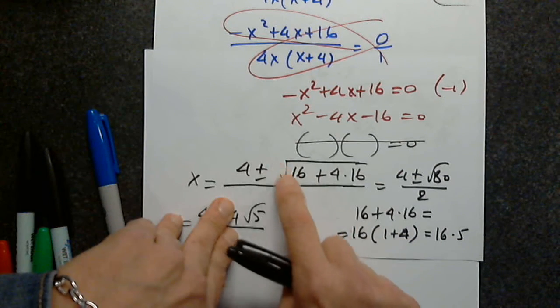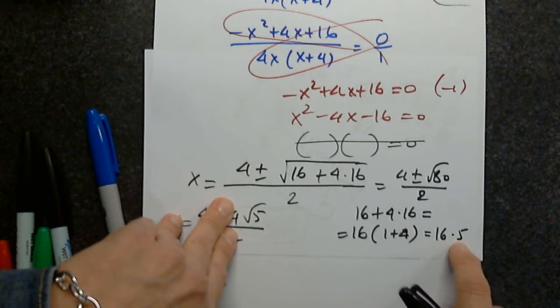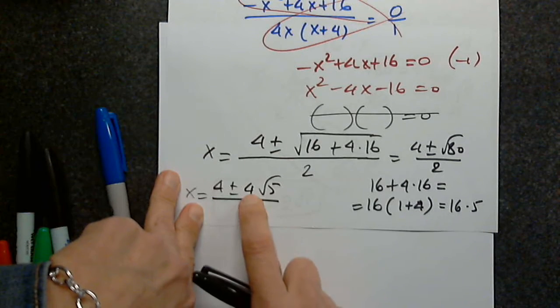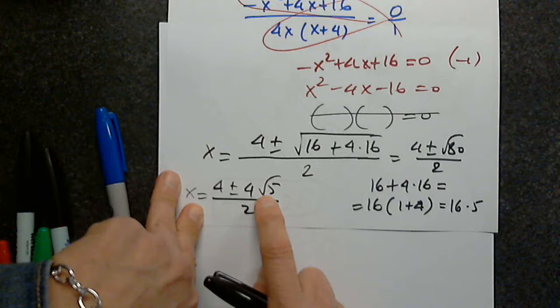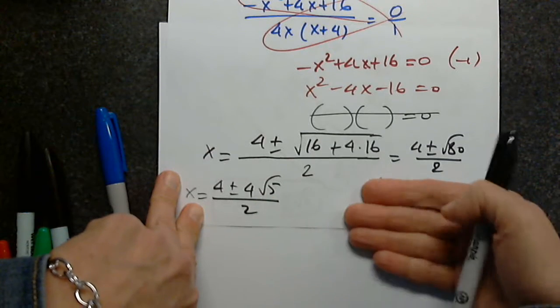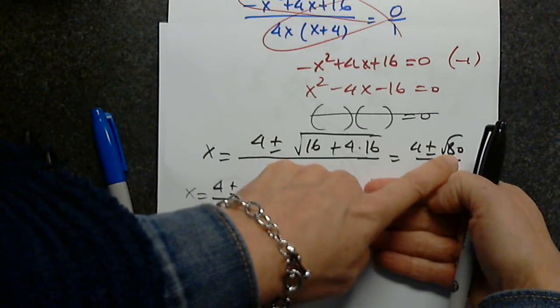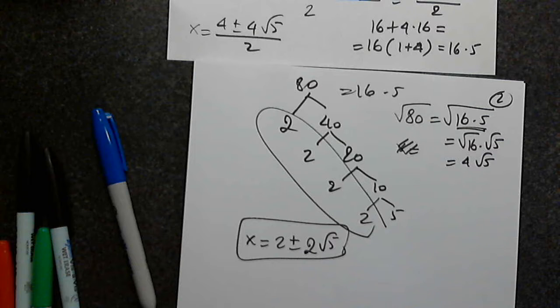So now what I have under the square root equals the square root of 16 times the square root of 5. But the square root of 16 is 4. And the square root of 5, no one can simplify. If I don't do this, then I will say 16 plus 4 times 16 is 80, and then I do all this, which is a different, perfectly correct way.